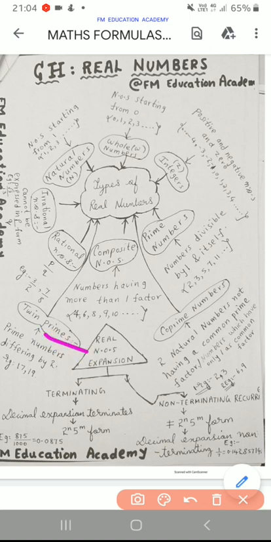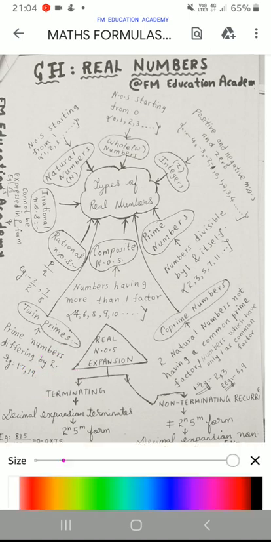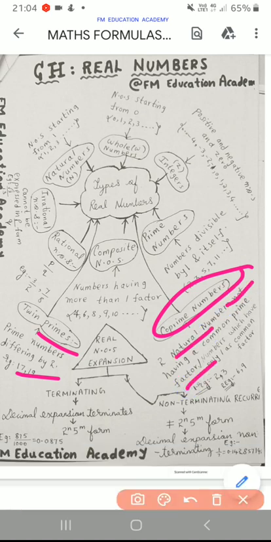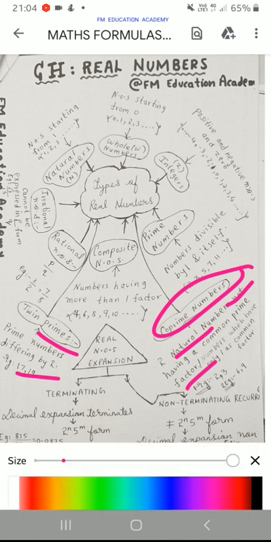Then what are twin prime numbers? The prime numbers differing by 2 are called twin prime numbers. That is, 17 is a prime number, 19 is also a prime number, and the difference is how much? 19 minus 17 is 2. That is called twin prime numbers. Okay, and what are co-prime numbers? Two natural numbers having no common factor other than 1 are called co-prime numbers. For example, 2 and 3 are co-prime numbers because they have a common factor 1. 2 can also be written as 2 times 1, and 3 can also be written as 3 times 1. So 2 and 3 are co-prime numbers.